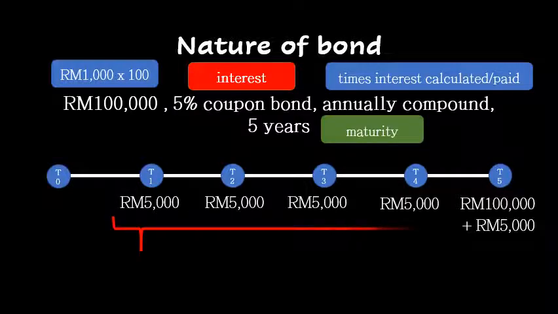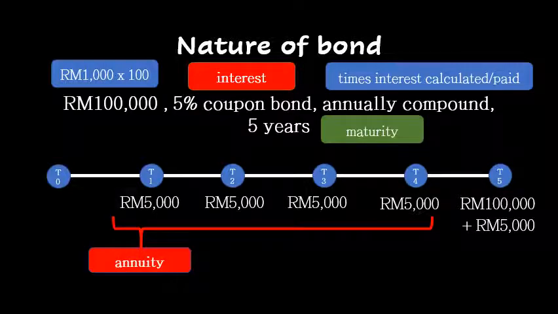Now these similar payments of 5,000 ringgit that we make every end of period is what we call annuity. It is called annuity simply because the amount paid is fixed at exactly the same amount every period. Now how about the value at the inception of the bond, or when we issue the bond? What would be the price?